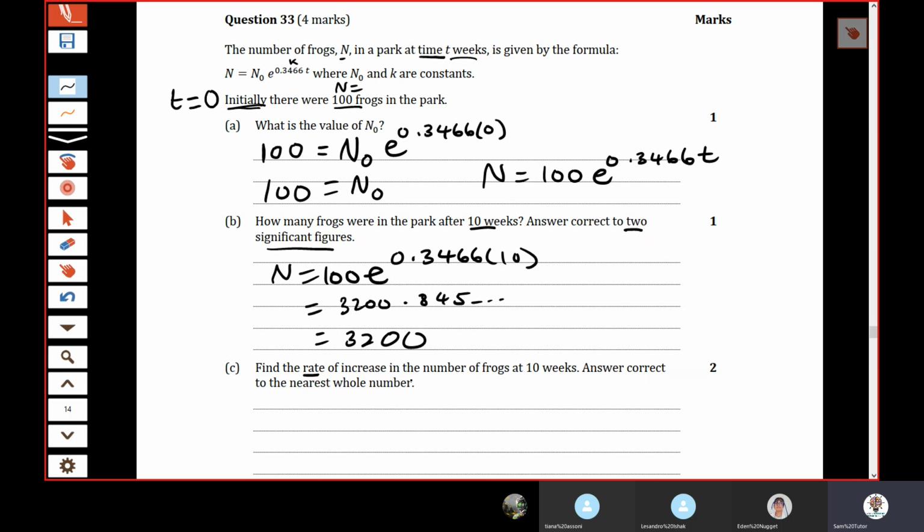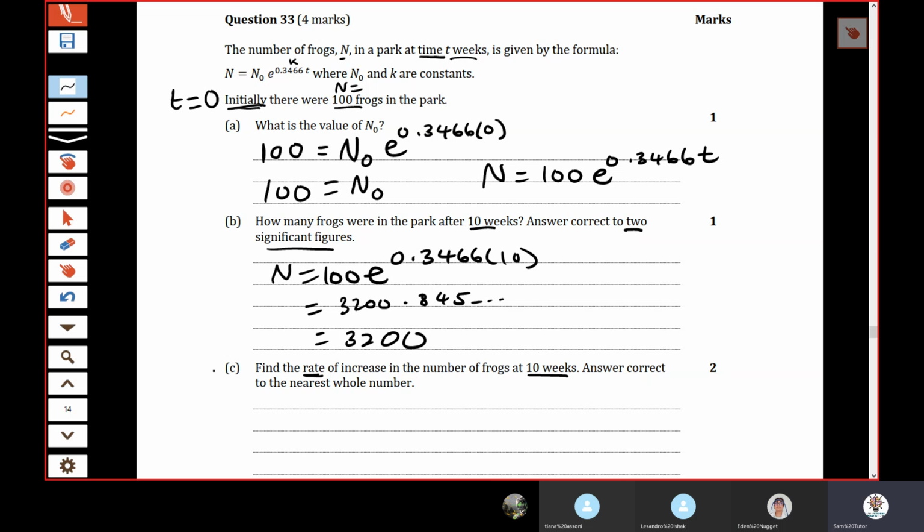Find the rate of increase in the number of frogs at 10 weeks. Okay, Eden, what does rate mean again? Not exactly what you were just saying. The stuff that we were talking about before we started this exam paper.